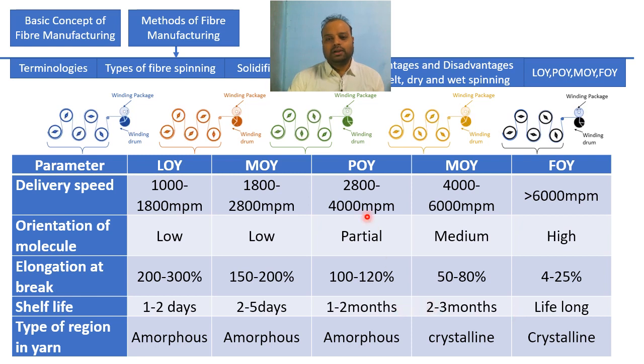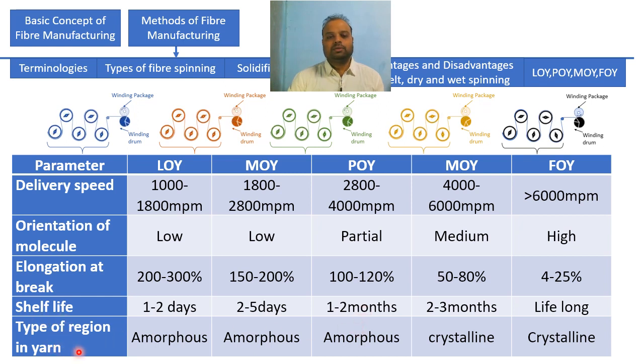So let's talk about the POY yarn. This POY yarn is generally used for texturizing purposes. To make a yarn textured, POY requires this much amount of elasticity or elongation at break. If we keep this POY yarn for more than 1 to 2 months and then utilize it for texturizing, it loses all its properties. So it has to be used within 1 to 2 months, right? This is the meaning of shelf life.